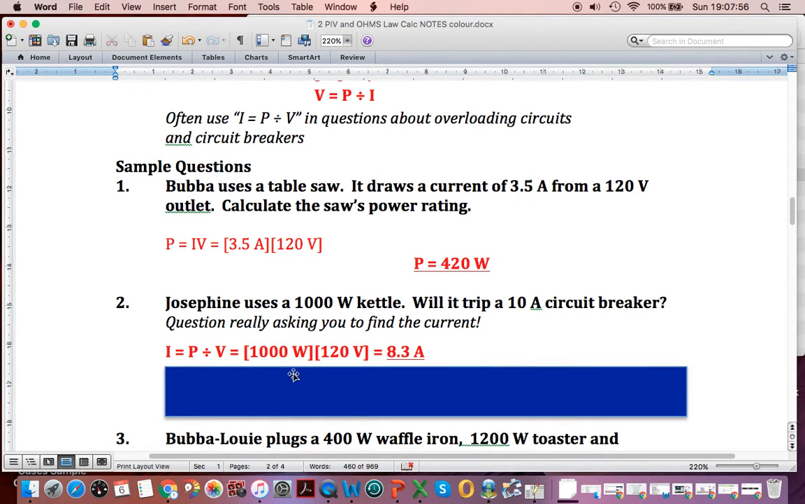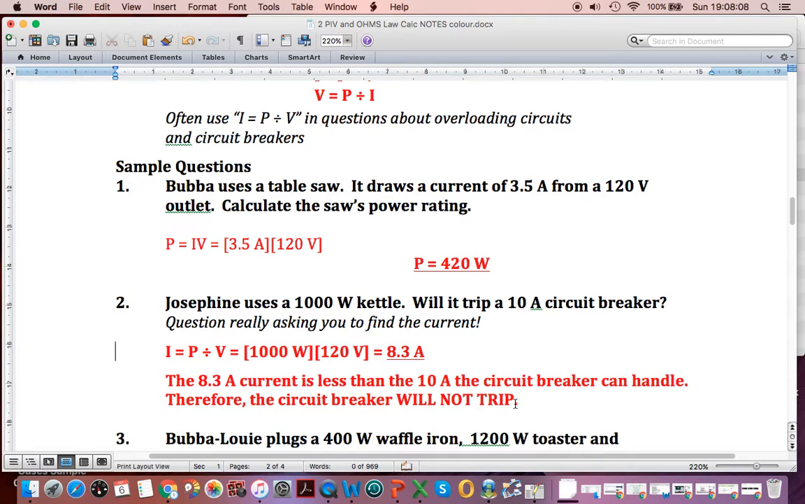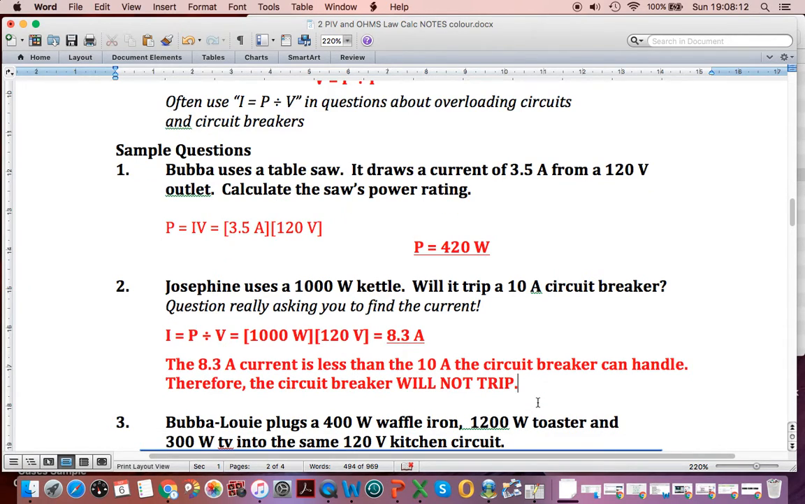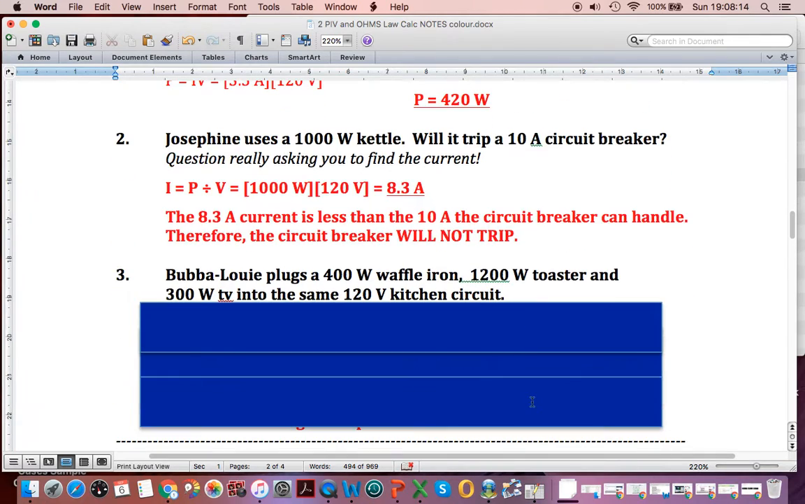So write in formula, numbers, there's our answer, but we haven't fully answered the question. Now we look at the 8.3 amps we calculated. It is smaller than 10 amps, so it will not trip the circuit breaker. And that's what you do there, and that's a very typical question. I love to ask circuit breaker questions, which means you're going to be finding the current.